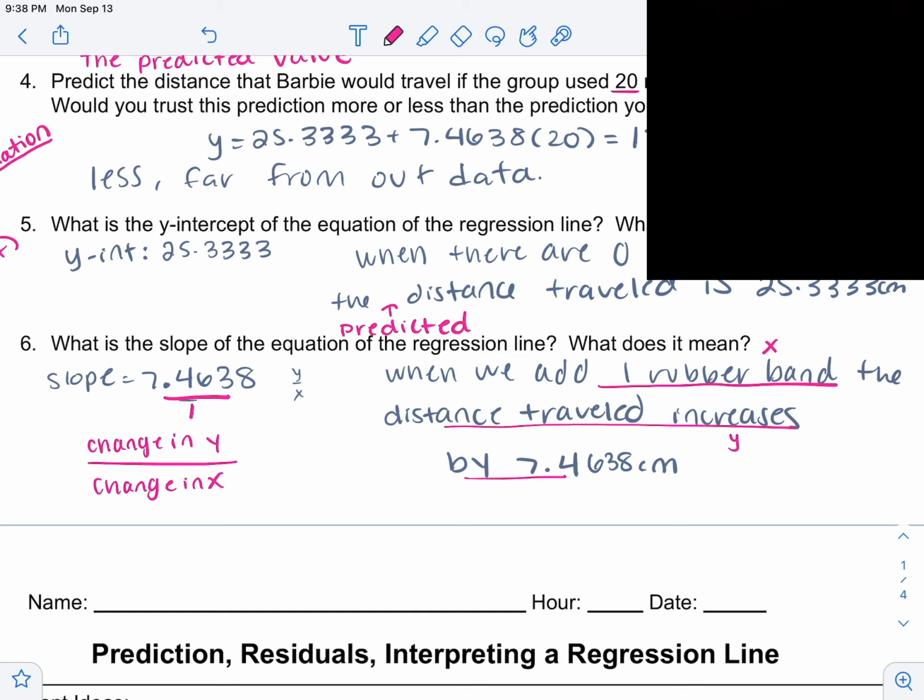That distance traveled being our y value. So we talked about x moves 1, y moves 7.4638. Now remember, really important again, this is only the predicted distance traveled, right? Not every time that I add 1 rubber band does it perfectly go up by 7.4638. So it's important here that we write in predicted.